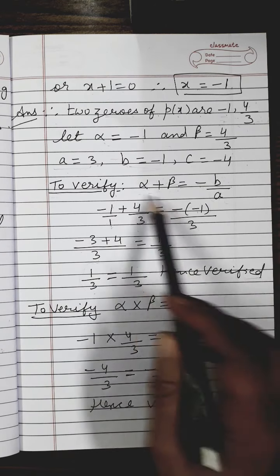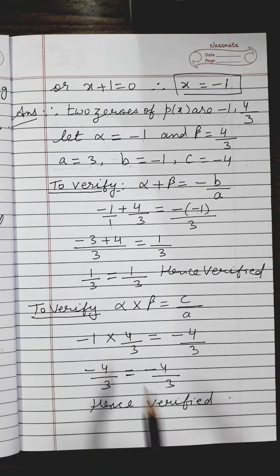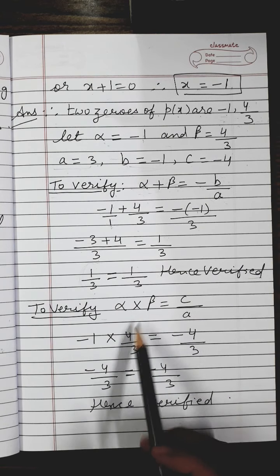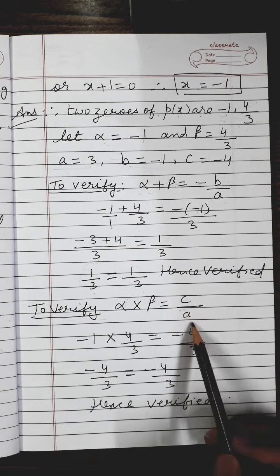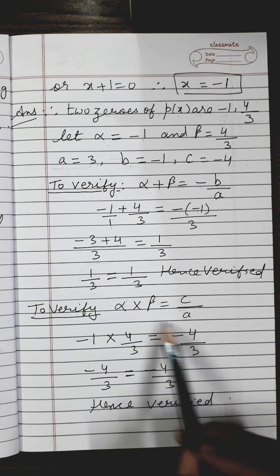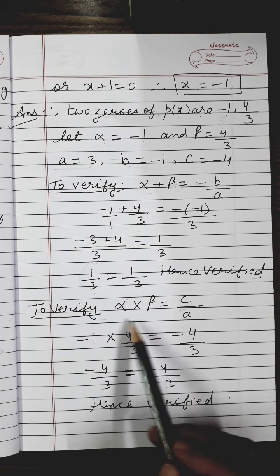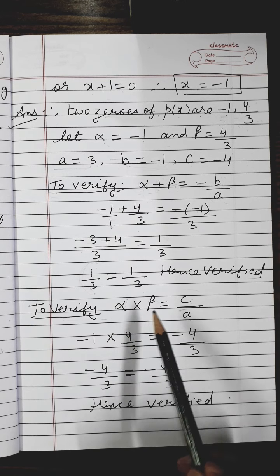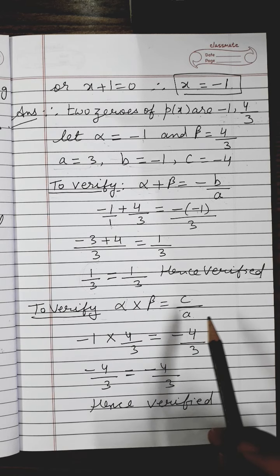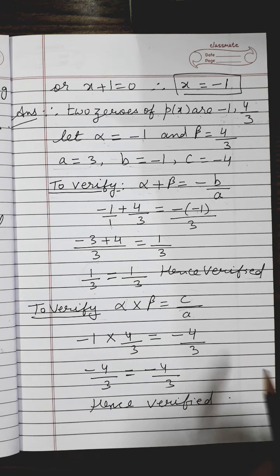So the sum part is verified. Now come to the product part. This is your second verification. This is product of the zeros is equal to c upon a. c is the constant term and a is the coefficient of x square. So this is what you have to verify. To verify, again I will simply substitute the values of alpha, beta, c, a and I will show that left side is equal to the right side.